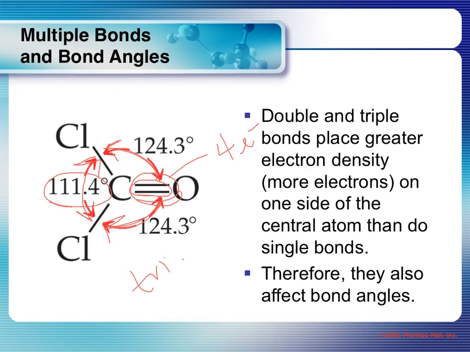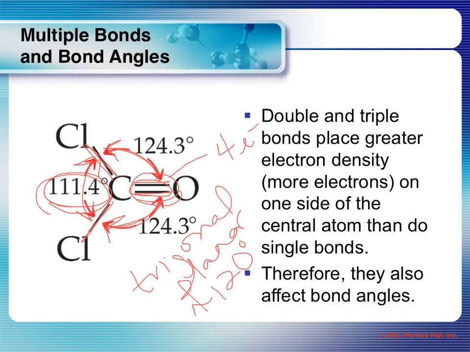This is a trigonal planar shape, has 3 domains. The angles are about 120 degrees. And so what happens when you have a multiple bond, the angle between the 2 single bond ones gets squeezed tighter than 120, and the angle in between the multiple bond and one of the singles gets larger than 120.